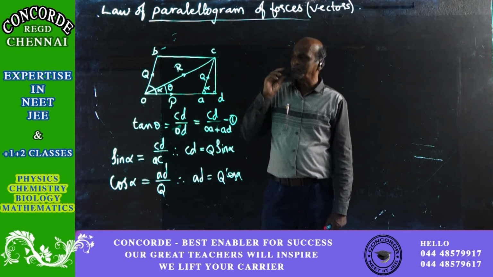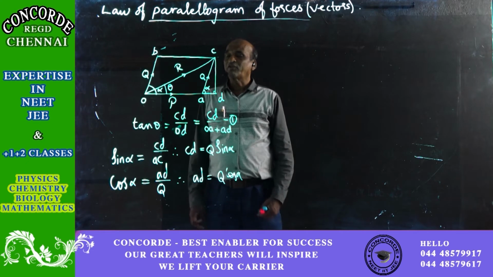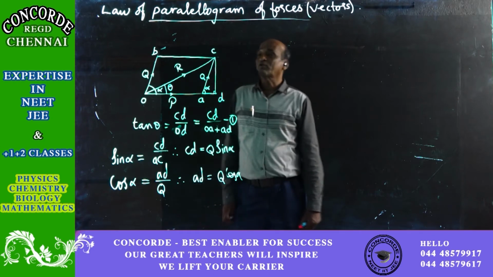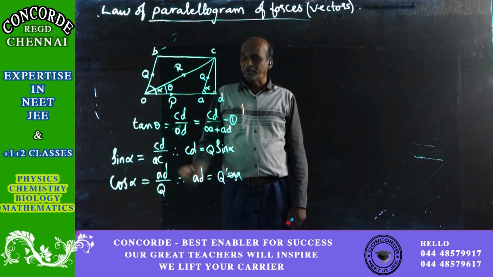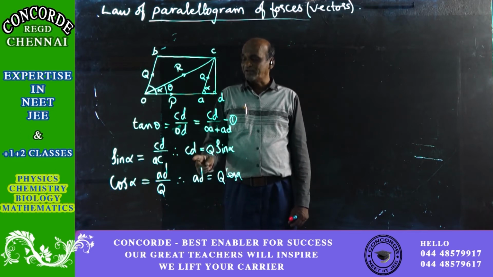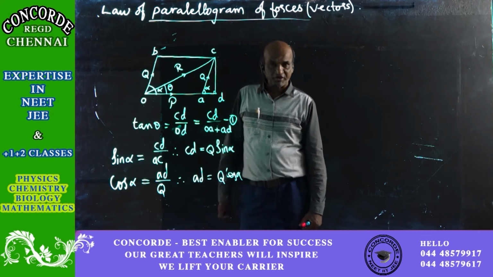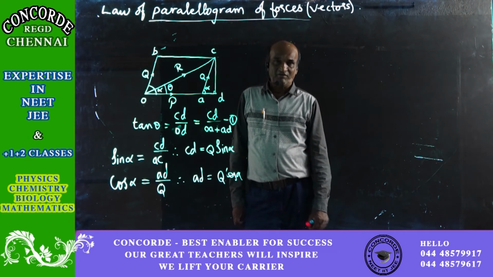From the triangle CDA, what we get is sin alpha is equal to opposite side by hypotenuse, so will be equal to CD by CA, which is also shown here already. So from that we will get CD equal to AC sin alpha, and AC just now we have seen is also equal to Q. So we get CD equal to Q sin alpha.